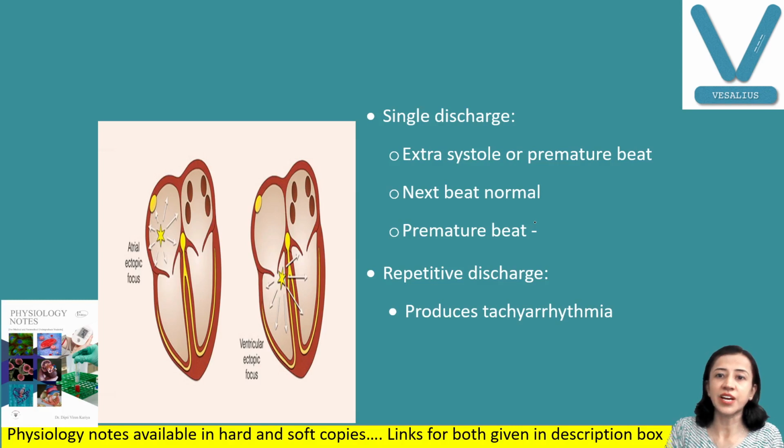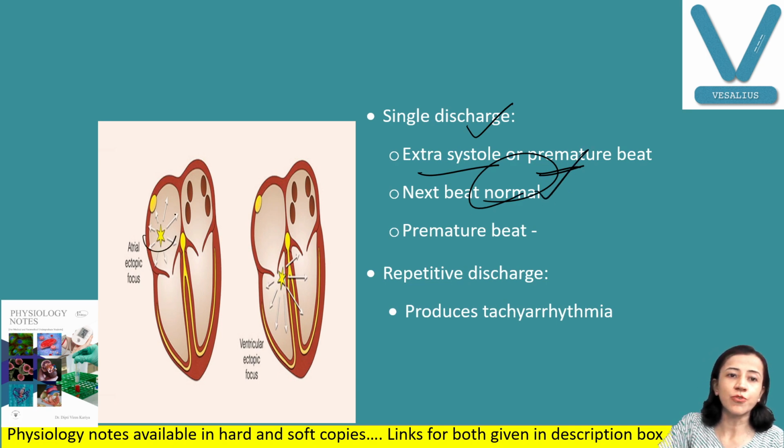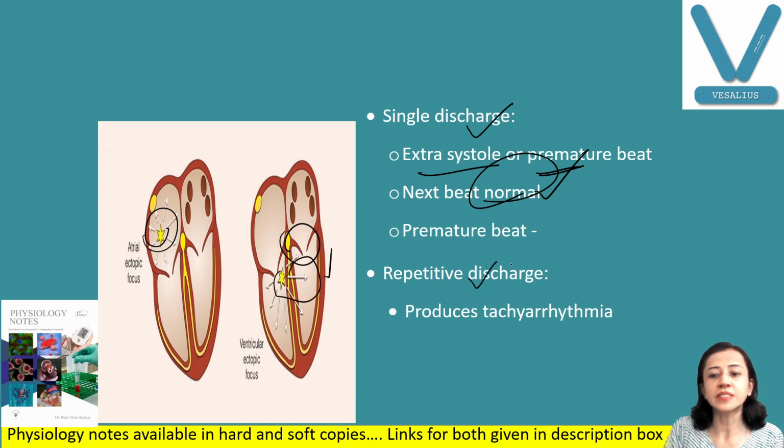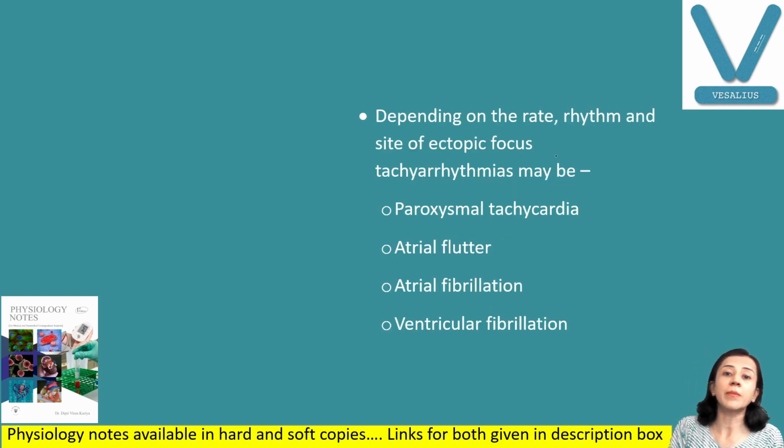So single discharge results in extrasystole or premature beat, and the next beat may be normal. Premature beat may be atrial if the focus is in the atrium, or in the AV node or ventricle, anywhere. But if the discharge is repetitive, then it may result in the arrhythmia. Depending on the rate, rhythm, and site of ectopic focus, this arrhythmia may be paroxysmal tachycardia, atrial flutter, atrial fibrillation, ventricular fibrillation. We will discuss about them.